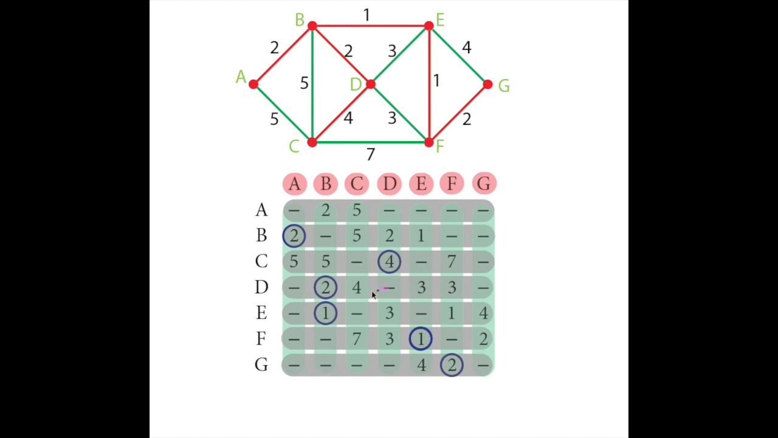On the matrix it's here. The matrix is completely used now, and notice that we have visited every vertex on the graph. So we have successfully used Prim's algorithm now both on a graph and on a matrix to solve this spanning tree problem.